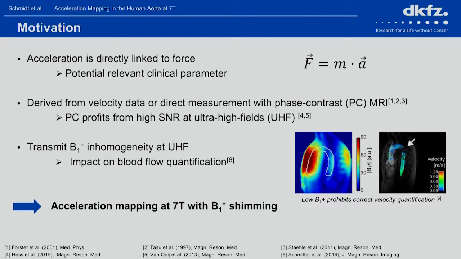one of them is B1 inhomogeneities, and these can prohibit correct velocity quantification in areas with really low B1, as seen by these disconnected streamlines here, where the velocity quantification just fails. So we aimed for direct acceleration mapping in combination with B1 shimming.